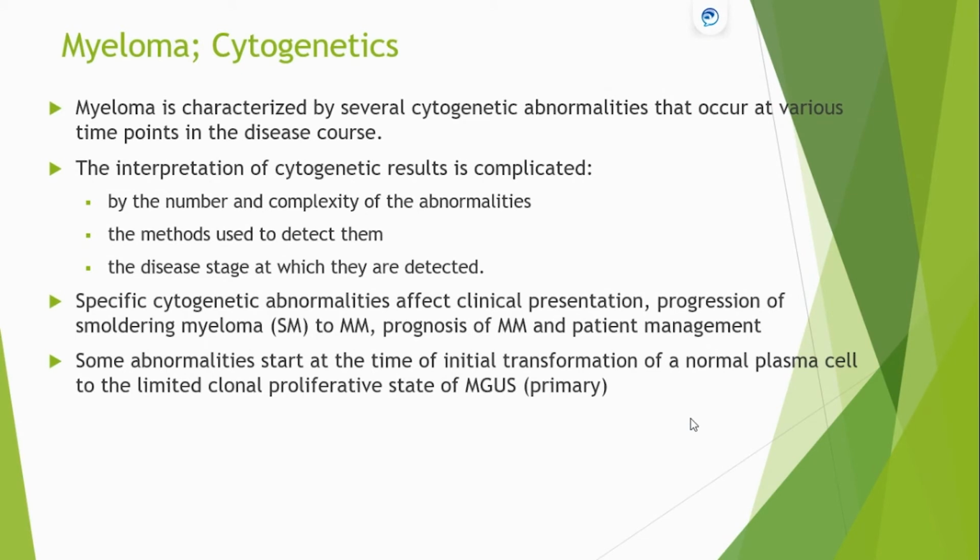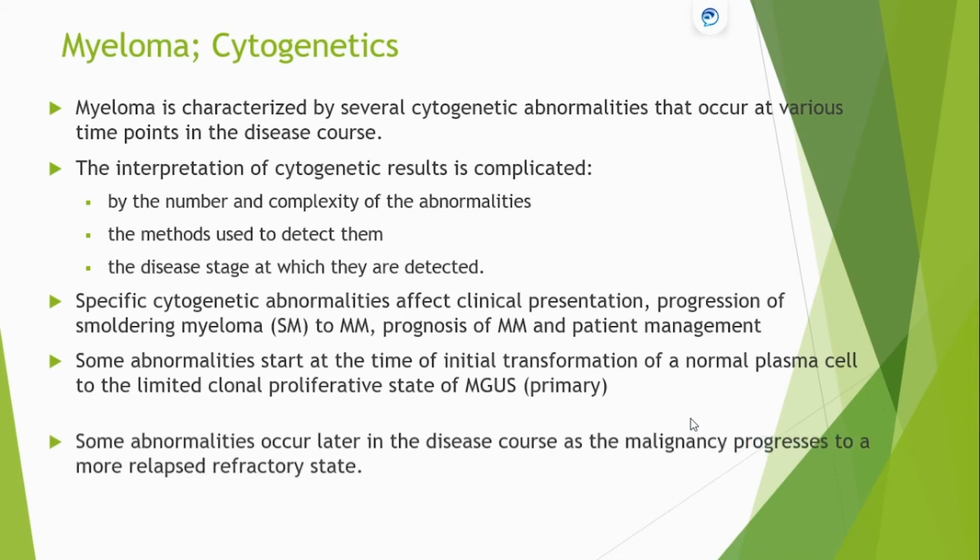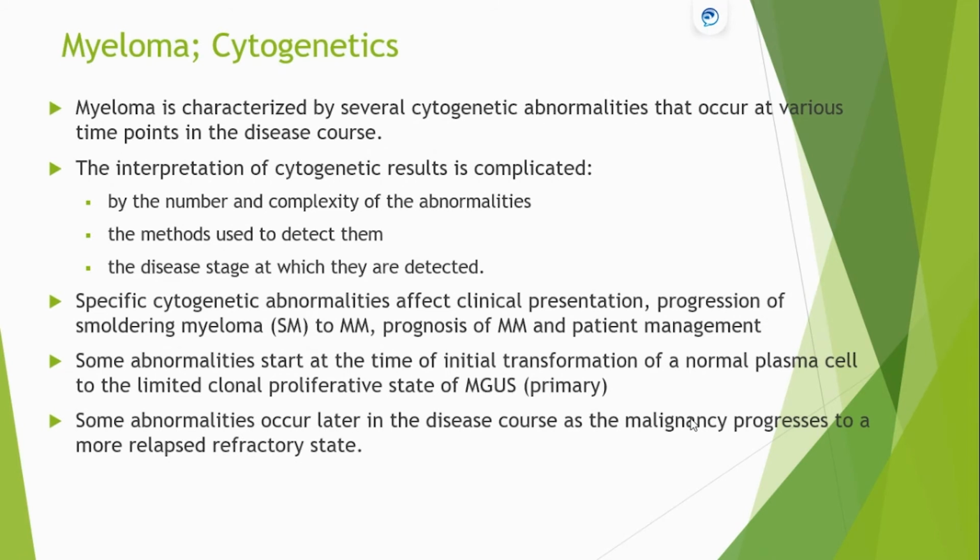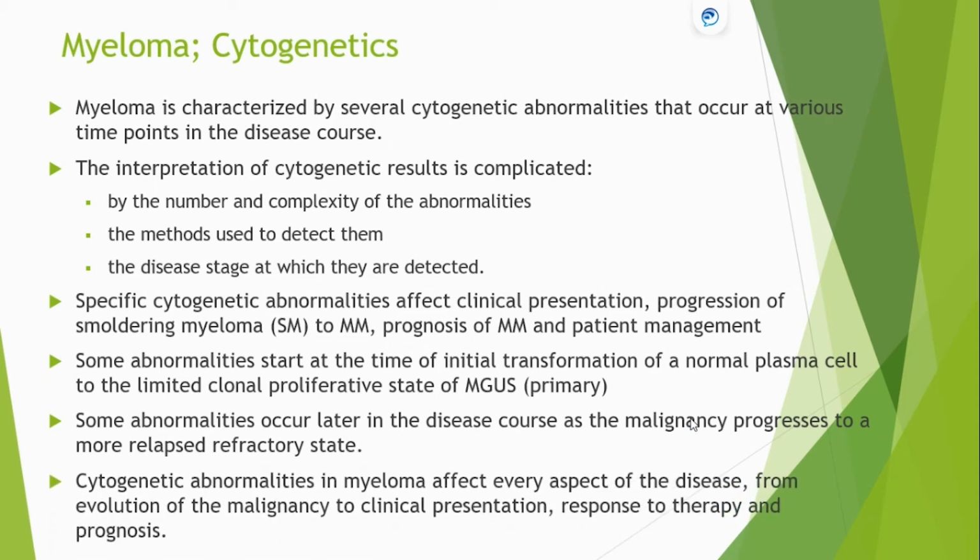As I mentioned prior, some abnormalities start at the time of initiation of transformation of the normal plasma cell toward the abnormal plasma cell, to the level that you have a limited clonal proliferation, this is the MGUS level. These cytogenetic abnormalities are called primary aberrations or abnormalities. But then as the disease progresses, later in the course of the disease, other cytogenetic abnormalities add up to this process, and these are called the secondary ones.